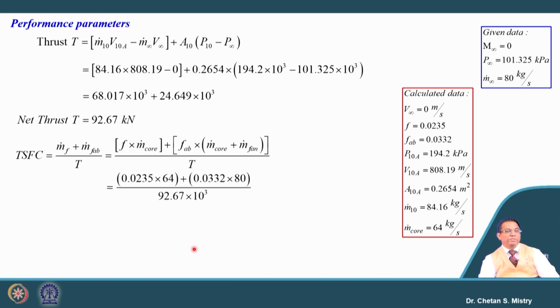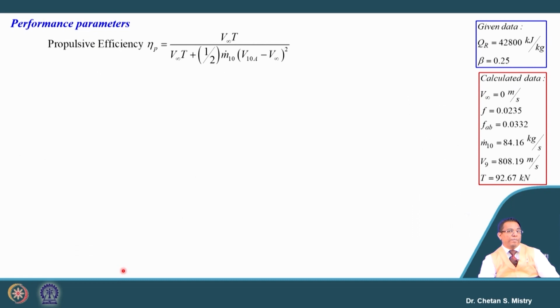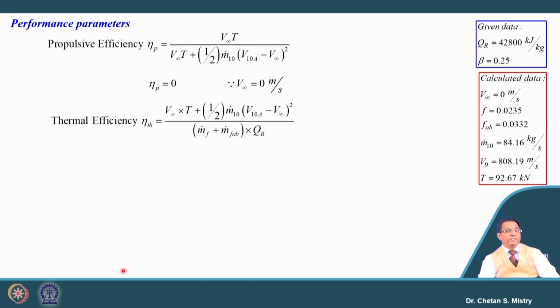Similarly, for our thrust specific fuel consumption, if we are doing this calculation, be careful about the formulation. Here we are putting m dot f plus m dot f a b, and that is giving thrust specific fuel consumption to be 44.9 gram per kilonewton second. We have our propulsive efficiency. Since my V infinity is 0, propulsive efficiency will be 0.